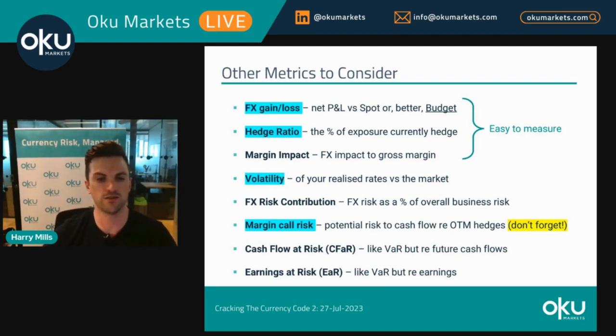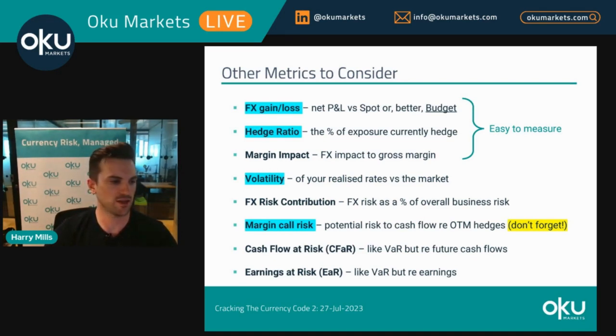And finally, there's two cousins, if you like, to value at risk: cash flow at risk and earnings at risk. Very similar, but they relate to future cash flows and future earnings as well. But I think for everyone on the call, certainly those first three, FX gain and loss, hedge ratio, and margin impact, you should be able to do yourselves. Don't forget margin call risk. And with the volatility piece, then we'd be very happy to help with that too.